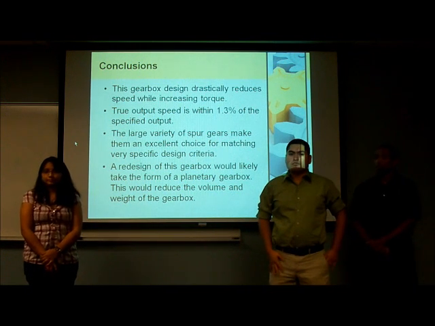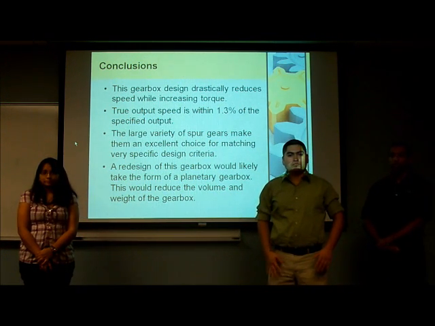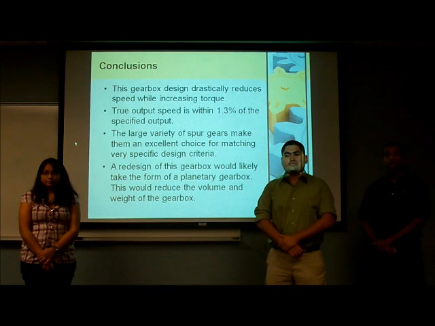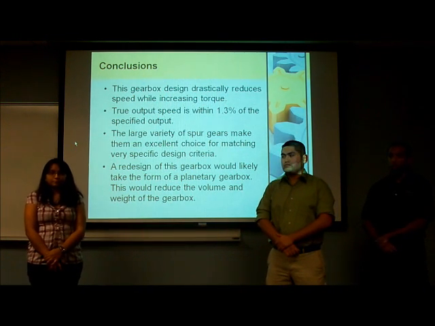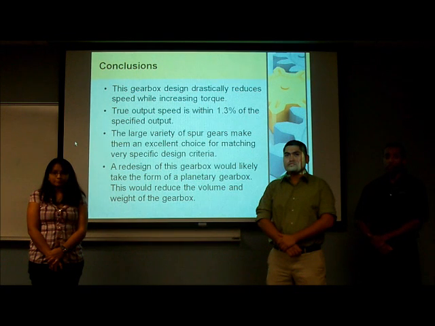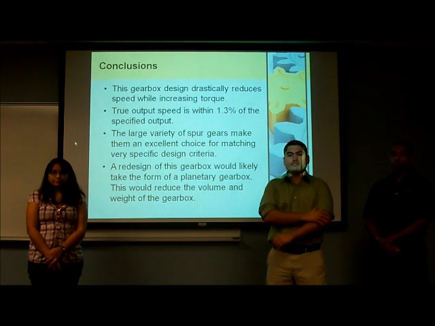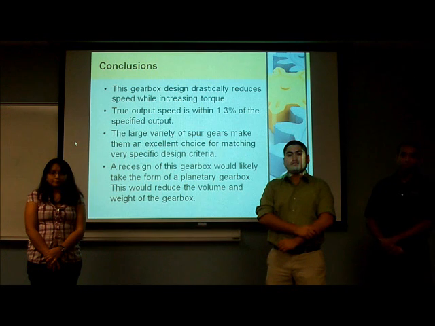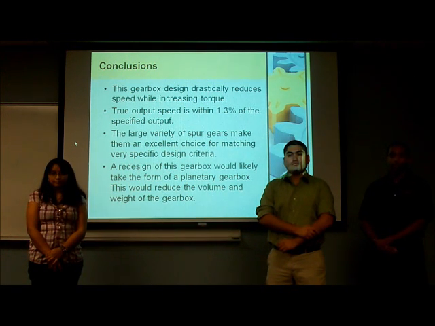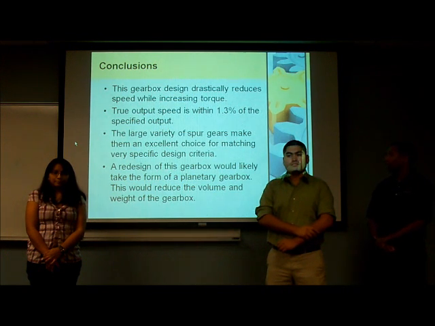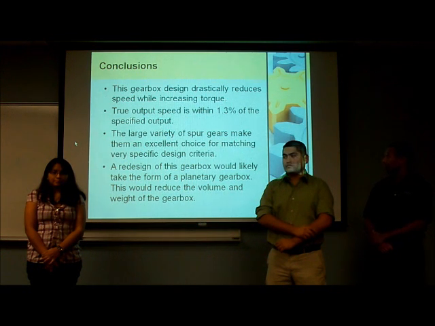Finally, in conclusion, our gearbox was successfully able to transform the power to drastically increase the torque while reducing the speed to almost exactly the desired speed. As mentioned earlier, the actual output is 1.3% different from the desired output of 40 RPM. It's 39.506, which is a very small difference from 40. We used spur gears because it is possible to achieve high precision with spur gears as long as it's designed properly, and the extremely large variety of spur gears makes for a lot of choices, which allowed us to achieve that small 1.3% difference.